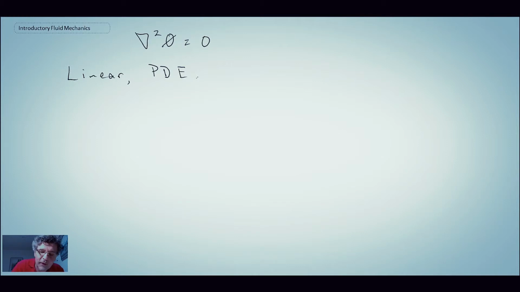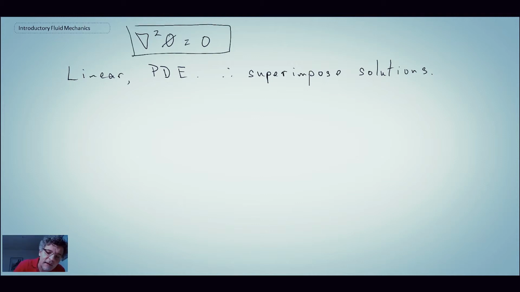And what is important about that is that you can superimpose solutions. The Navier-Stokes is a nonlinear partial differential equation, so you cannot do that with the Navier-Stokes. But given that the Laplace equation is linear, you can superimpose solutions. And so this equation, Laplace's equation, forms the basis of an area called potential flow theory.